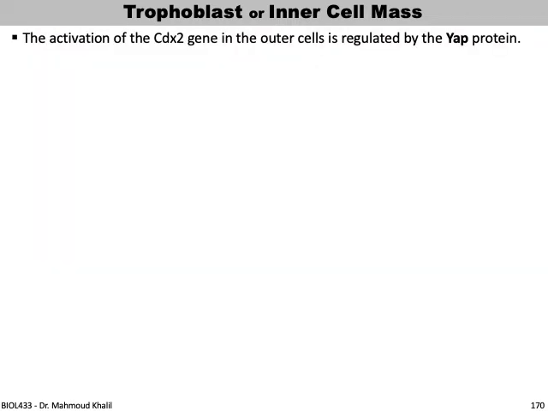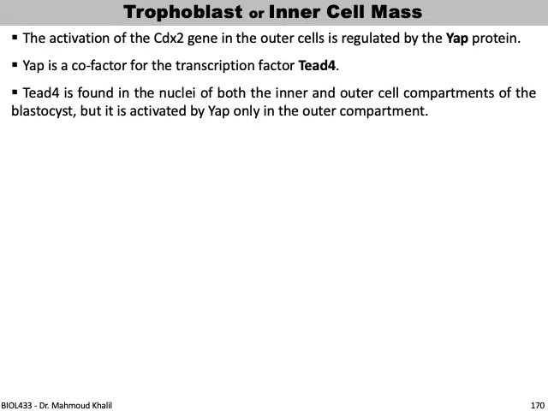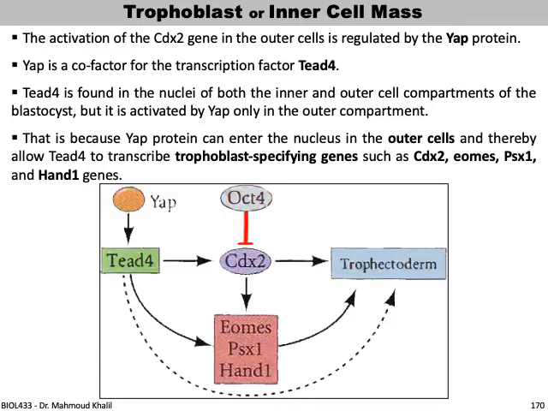The activation of the CDX2 gene in the outer cells is regulated by another protein which is called YAP protein. YAP is a cofactor for the transcription factor TEAD4. TEAD4 is found in the nuclei of both inner and outer cell compartments of the blastocyst, but is activated by YAP only in the outer compartment. This is because the YAP protein can enter the nucleus in the outer cells and thereby allow TEAD4 to transcribe trophoblast specifying genes, which are CDX2, EOMES, GATA3 and HAND1 genes.